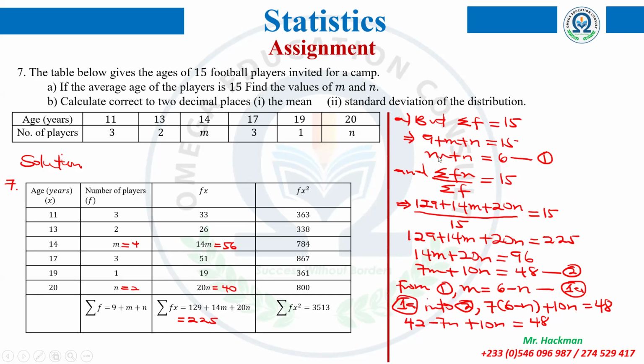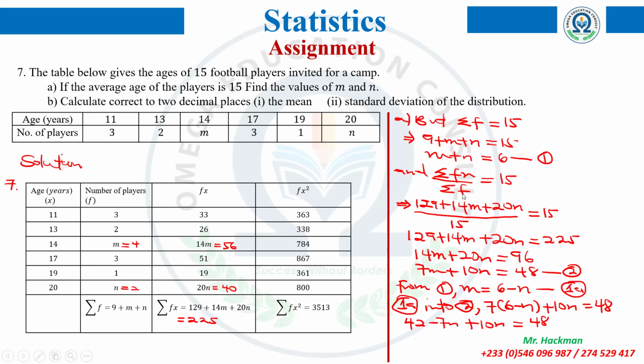But if I want to eliminate m, they don't have the same coefficient. So it means I have to multiply by a constant, more work. And n, multiply by a constant, more work. So in this case, elimination will not be the best way to go. Let's see whether substitution will be the best way to go.